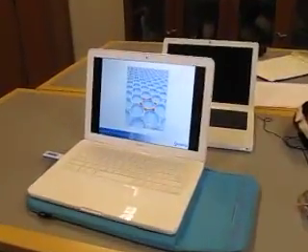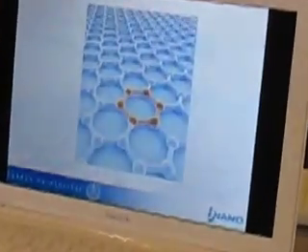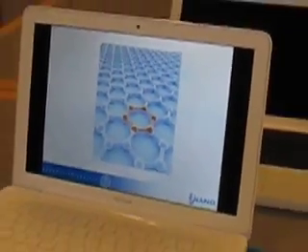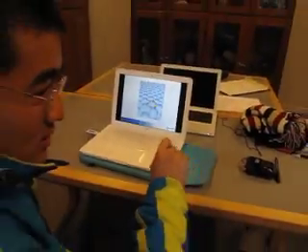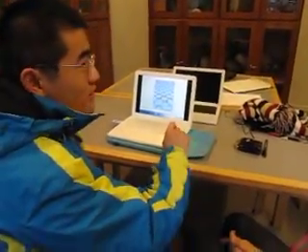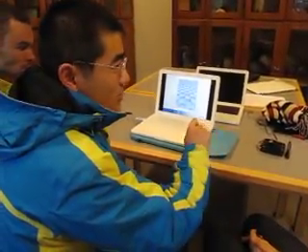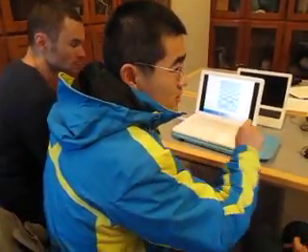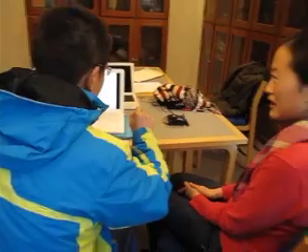If you use a pencil and write on paper, there's a single layer of graphene on the paper, but you cannot see it because it's very tiny and transparent, so you cannot find it.